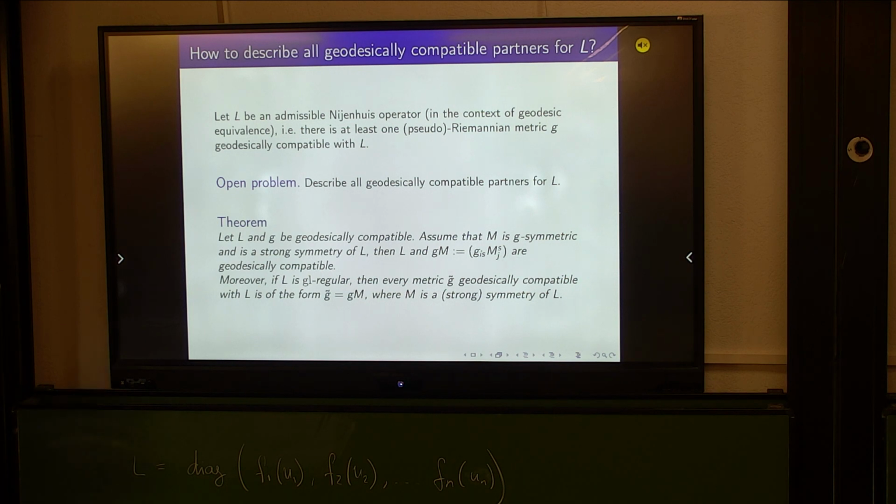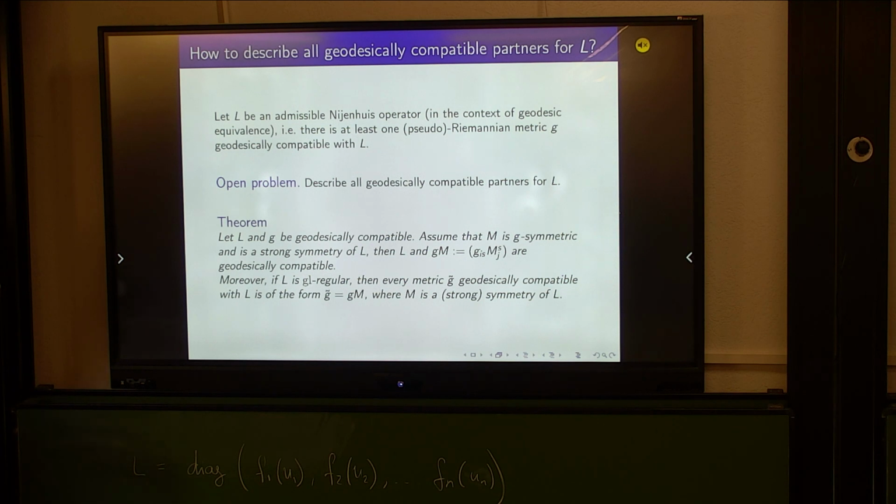So we know how, using symmetries, to construct more and more geodesically compatible partners. And the second statement is that if L is GL regular, then in this way we can construct all of them. All geodesically equivalent partners are of this kind. So we have an explicit description of partners.